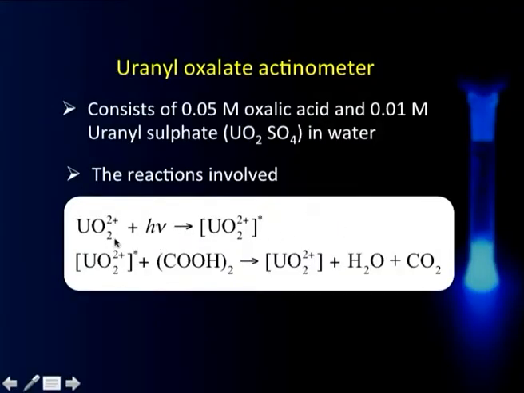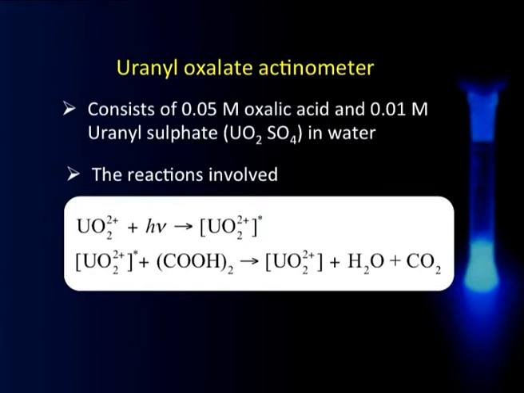That is, the uranyl ions obtained from uranyl sulfate pick up a photon and become excited, and each excited ion decomposes one molecule of oxalic acid to water and carbon dioxide. Suppose 100 photons are absorbed. That means there will be 100 excited species, and each one of them will decompose one molecule of oxalic acid, so 100 molecules of oxalic acid will be decomposed. So, there is a 1-to-1 equivalence.